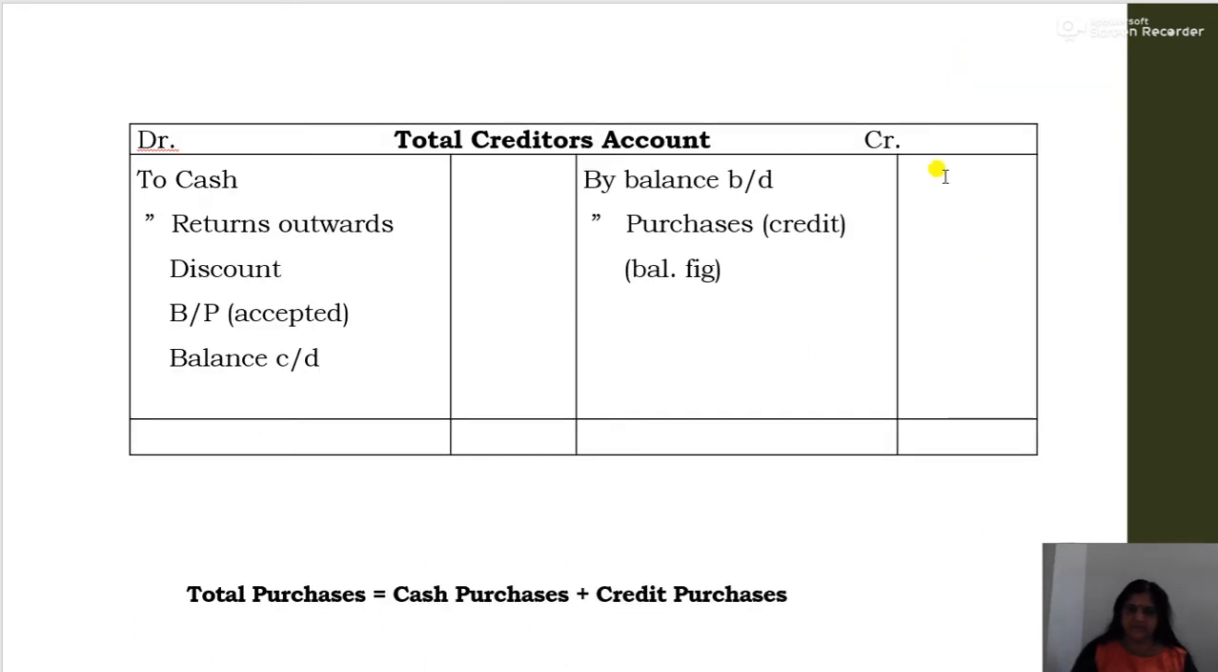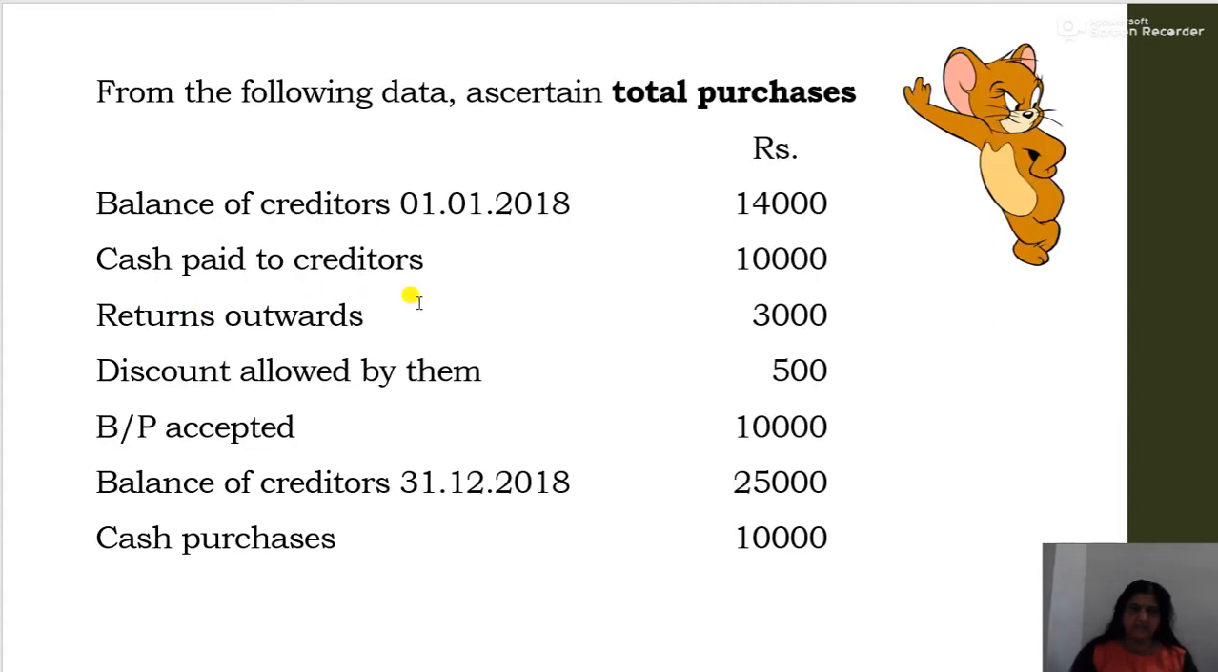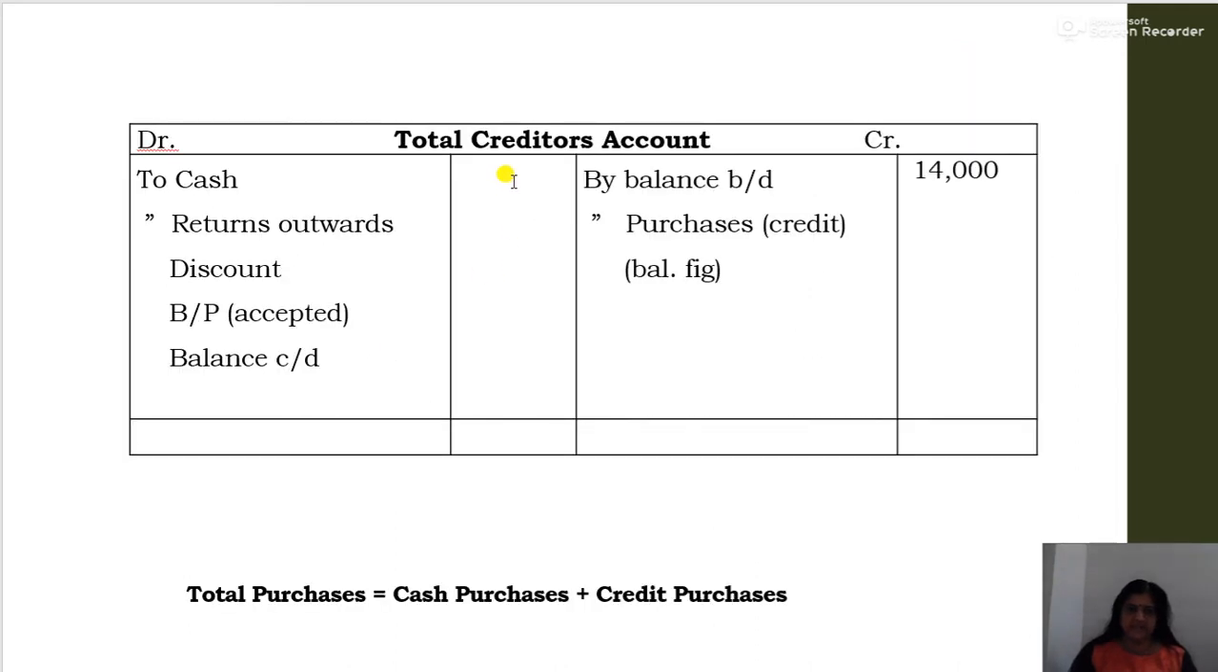So balance brought down as 14,000. Then the next information is cash paid to creditors. That is, cash paid to creditors comes to 10,000. So that is to cash 10,000.